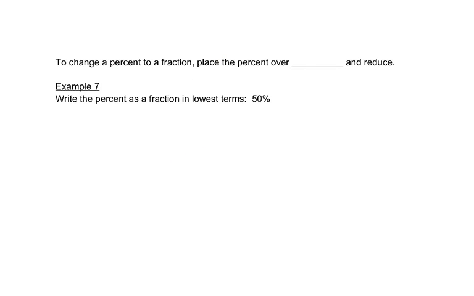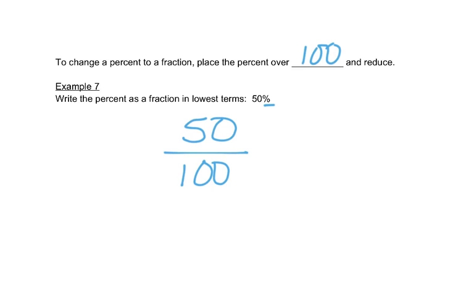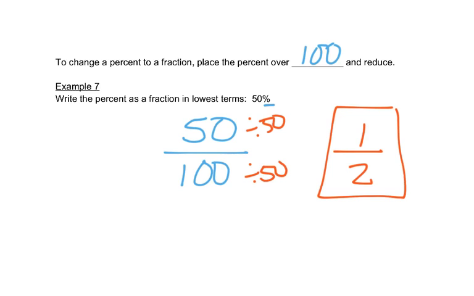To change a percent to a fraction, we place the percent over 100 and we reduce. Remember, percent means divide by 100. So 50 divided by 100. In this case, we can divide both by 50. So we get 1/2. And that's my fraction.